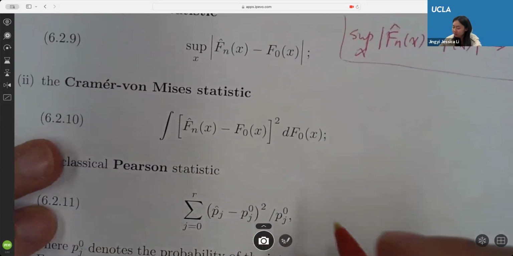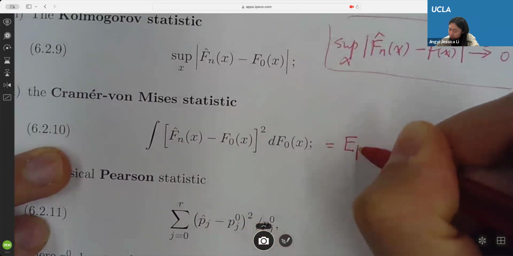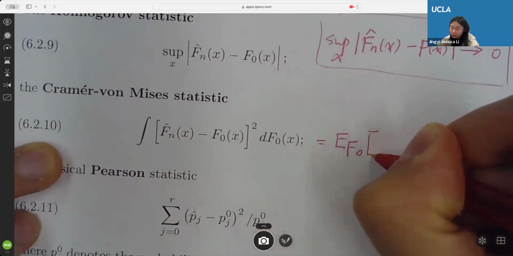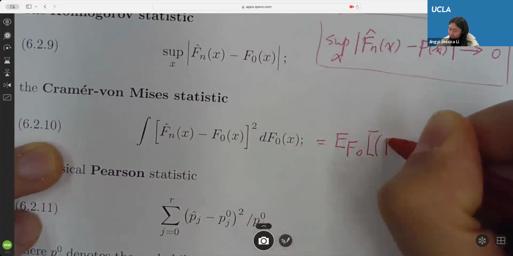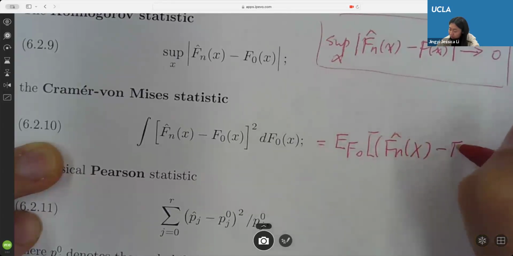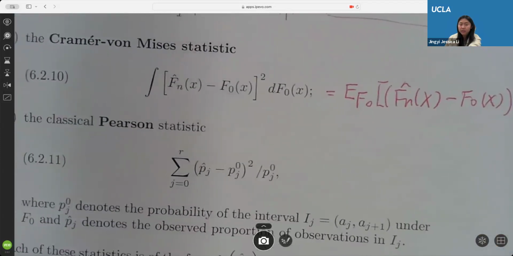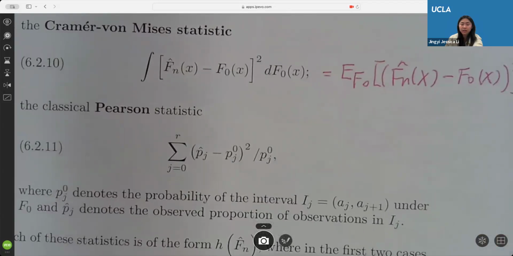So essentially, this can be written in what case? This can actually be written as the expectation of the square of Fn(x) minus F0(x), where the expectation is taken with X following F0. Okay.